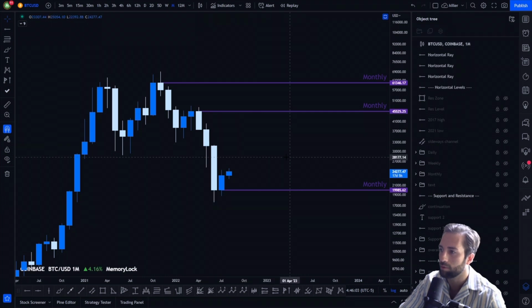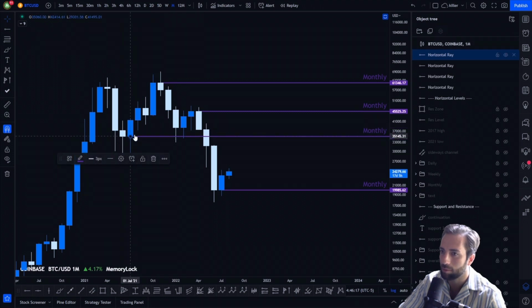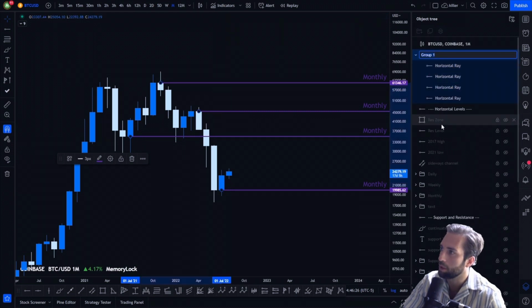Typically, untapped levels attract price and they give really good reactions. So when the price does come down to this monthly, we can expect some degree of a bounce. For example, we have a tapped monthly level here. We can see it was tapped once, twice before then being lost here, right? We can go ahead and put these in our monthly group.